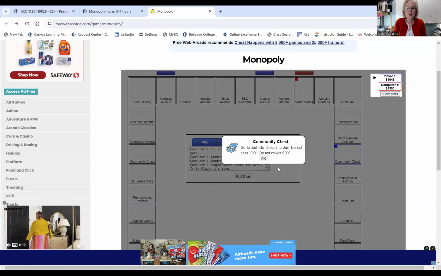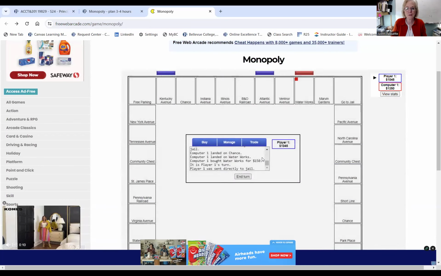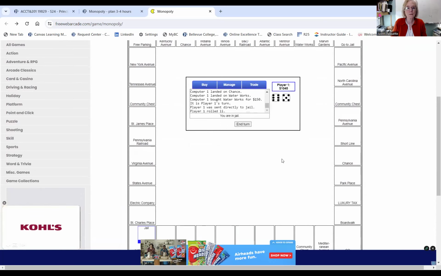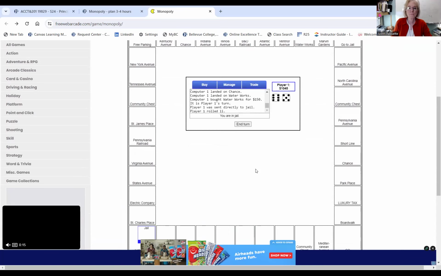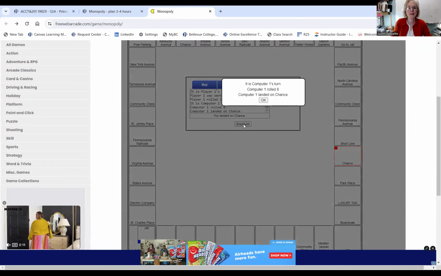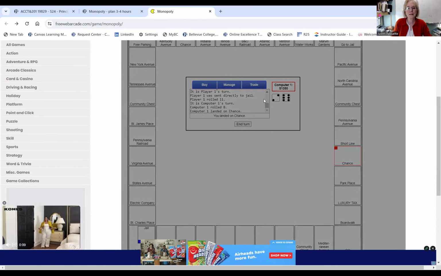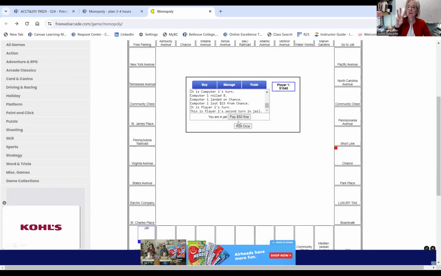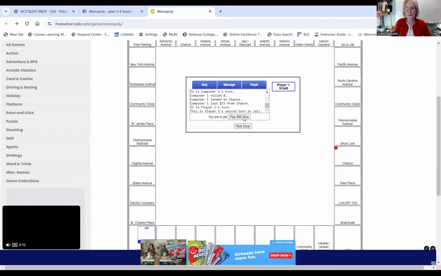Okay. Community chest, go to jail, do not pass go, do not collect 200. All right, so now I'm in jail. And so I have an option in turn. I can pay $50 to get out of jail or I have to roll doubles. Okay. You are in jail. It's very sad. Okay, in turn. And now the computer is landing. We're getting a lot of chance cards. Okay. This is his second turn in jail. So you have 3 turns and then you're out of jail again. You are in jail, pay the fine. I'm going to pay the fine.